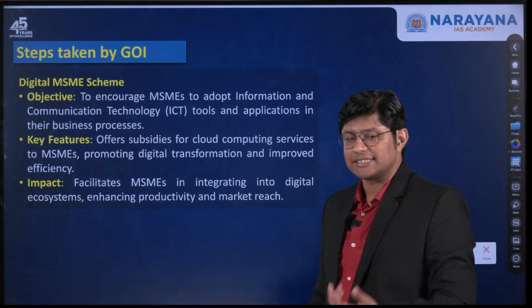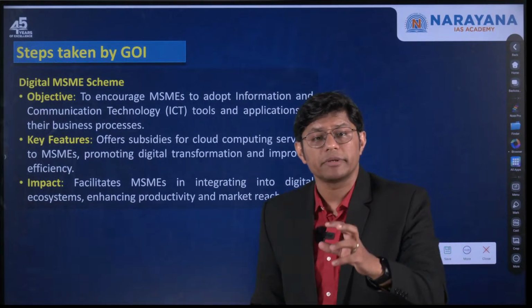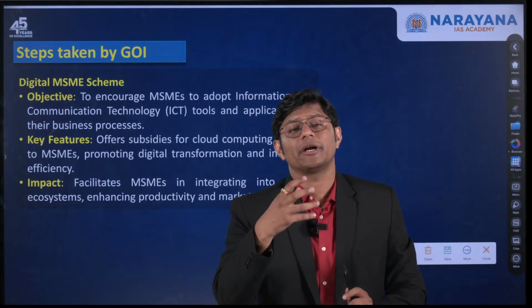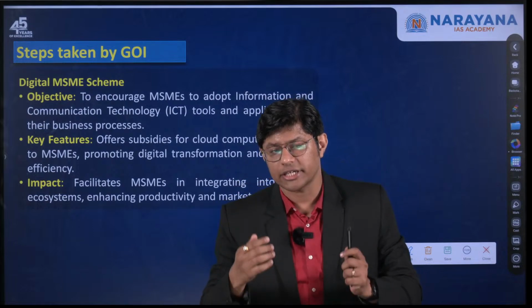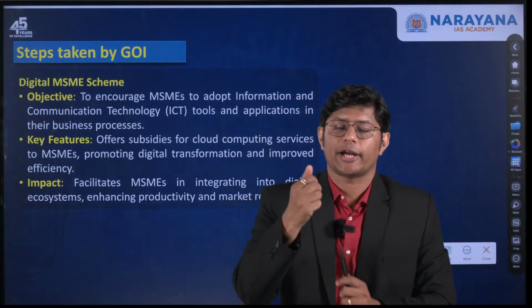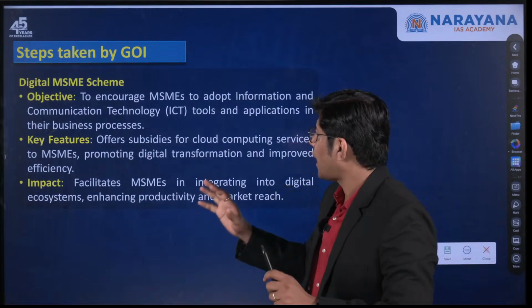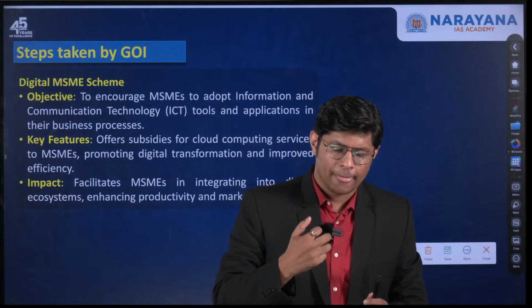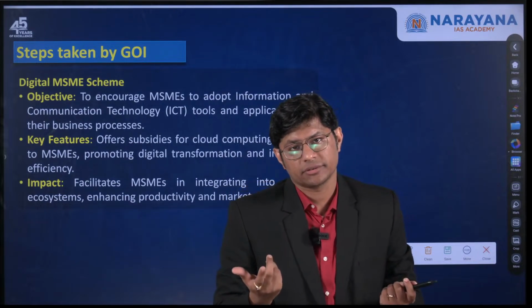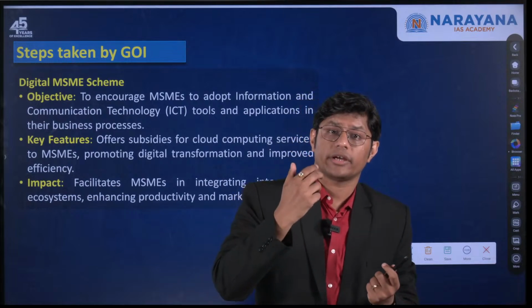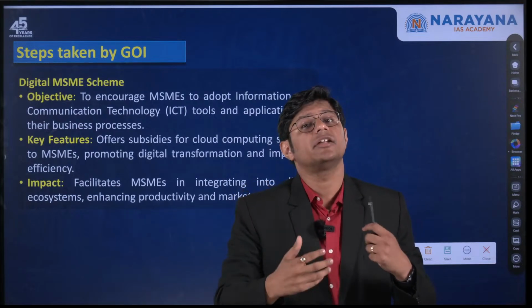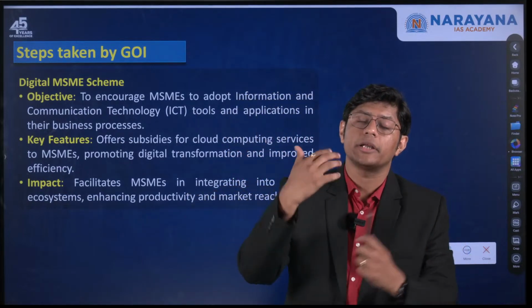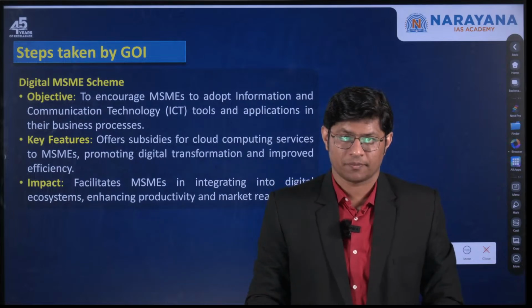And next is the digital MSME scheme. The purpose is to adopt information and communication technology, that is, to adopt technology. Here the government is focusing that the MSME companies should adopt the technology, right? If the company adopts technology, their business will be more efficient. As their business will be more efficient, they would earn more money. As they earn more money, they'll expand their business, they'll employ more people, and this is how they'll contribute to the economic growth of the nation, right?